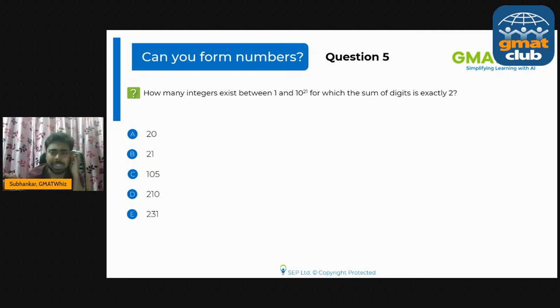Can't find the pattern. Fine. Okay, so that's fine. I'll tell you what happens in this kind of question. How should I go about this kind of question? Okay, just allow me a second.